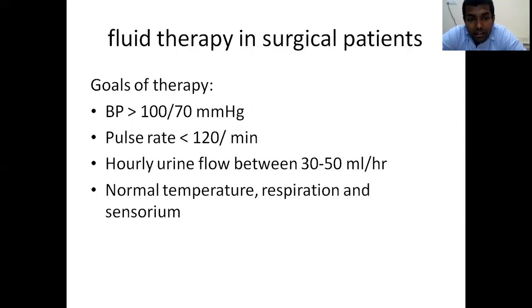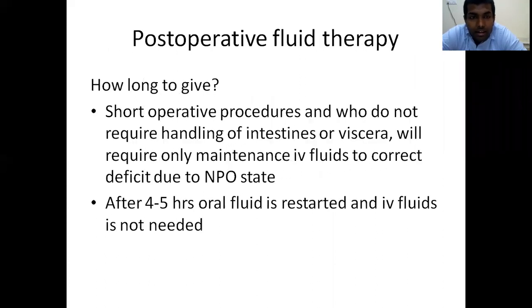What are your goals of therapy? BP to be maintained greater than 100/70 millimeters of mercury, pulse rate to be less than 120, hourly urine output to be 30 to 50 ml per hour, and the normal temperature and respiration to be maintained. How long to give the fluids? Short operative procedures, and patients who do not have handling of tissue or viscera, will only require maintenance fluid to correct the deficit due to the nil by mouth state. After 4 to 5 hours, we restart oral fluids and IV is not required.